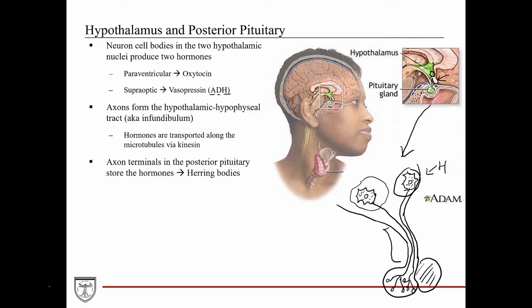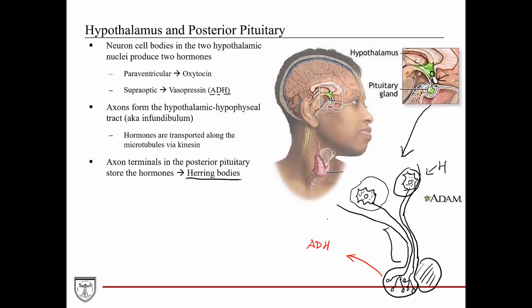The axon terminals in the posterior pituitary then store the hormones that have been transported down here, and sometimes these axon terminals can get dilated quite a bit so that they're readily visible under the microscope, in which case these dilated axon terminals are also called the herring bodies. So the hormones that are released from the posterior pituitary are ADH or vasopressin, which is synthesized in the hypothalamus by the neuron cell bodies that are positioned within the supraoptic nuclei.